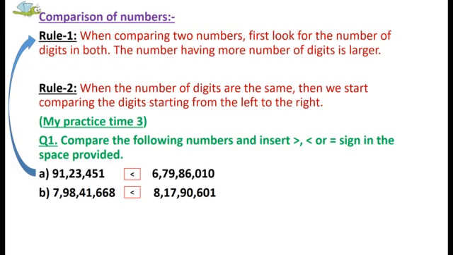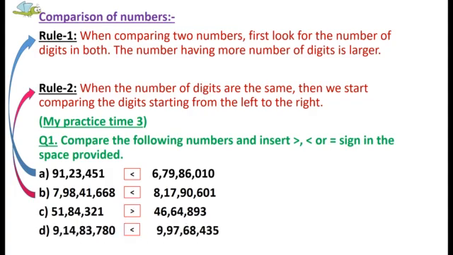The second rule will be followed, and we will start comparing from the left hand side. You can see here that the first digit of the first number is 7, and the first left hand side digit of the second number is 8. So we have put the sign here as the second number is the greater number. Children, question C and question D are also mentioned, and in the same way we have to follow these two rules.